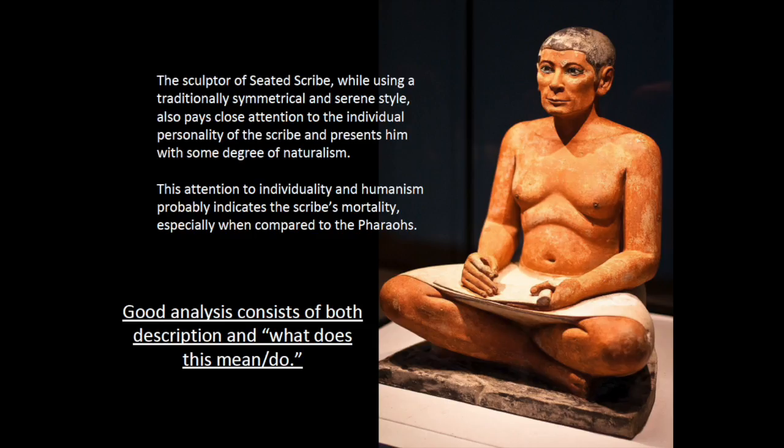Here's an example of a good analysis of the seated scribe. The sculptor of seated scribe, while using a traditionally symmetrical and serene style, also pays close attention to the individual personality of the scribe and presents him with some degree of naturalism. This attention to individuality and humanism probably indicates the scribe's mortality, especially when compared to the pharaohs. So as you can see here, good analysis consists of both description and what does this mean or do.